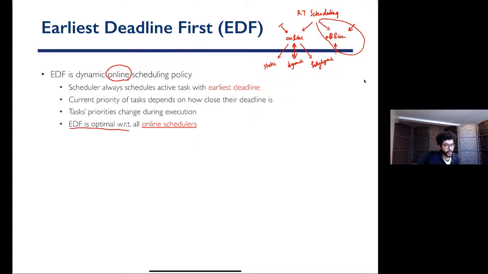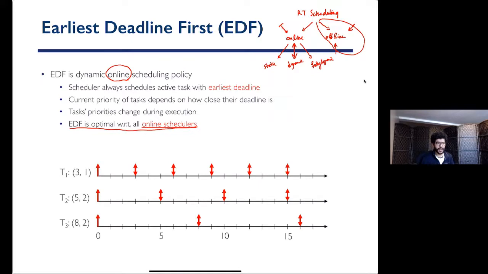Okay, so EDF is optimal with respect to all online schedulers. If there is a workload that any online scheduler can produce a feasible schedule for, then EDF can do that too. Therefore, EDF is optimal with respect to all online schedulers because it's as powerful as any other scheduler in the online scheduling class. So let's run an example for this.